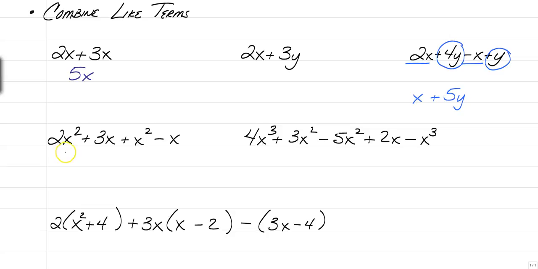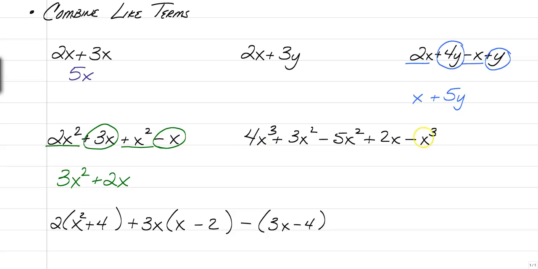So the next one. We have some x squareds here. We have 2x squareds, and then we have another x squared. So we have 3 x squareds. And then we have 3x, but we're going to take one of those x's away. So we have 2x left in that equation.